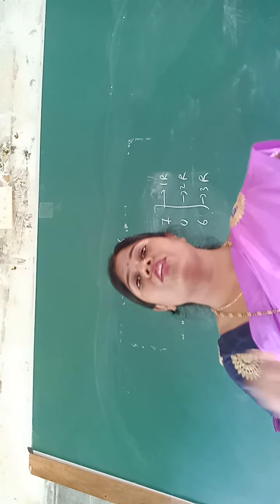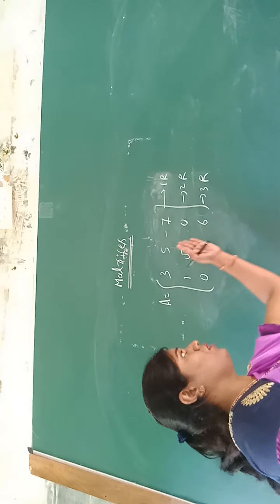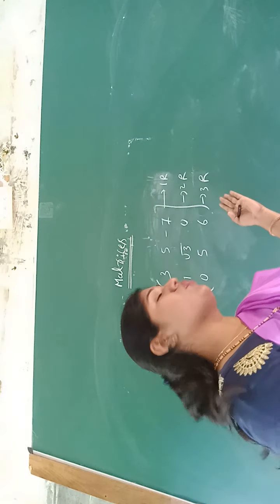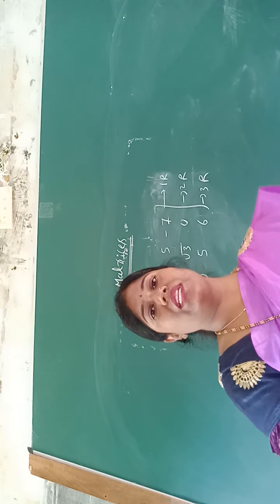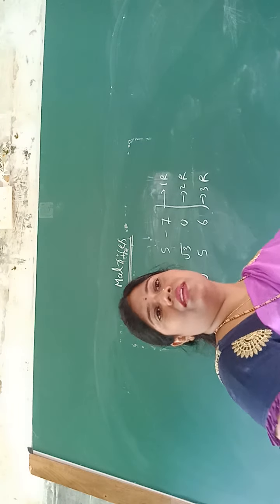Horizontal lines are called rows. How many rows are here? There are 3 rows. While writing the order of the matrix, we have to write the rows first, then the columns.